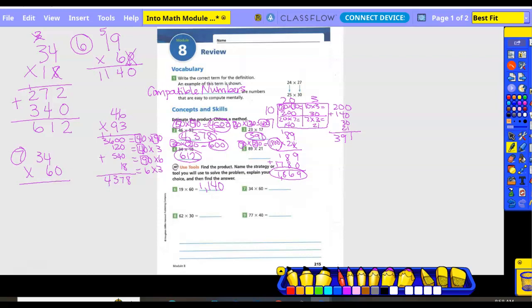Okay, so number 7, I would put 34 times 60 and pop out the 0 again. Now what do I do? You bring down the 0 and then you cross it off because we are not using it anymore, right? Okay, 6 times 4 is 24. Put the 4, carry the 2. 6 times 3 is 18 plus 2 is 20. So my answer is 2,040.